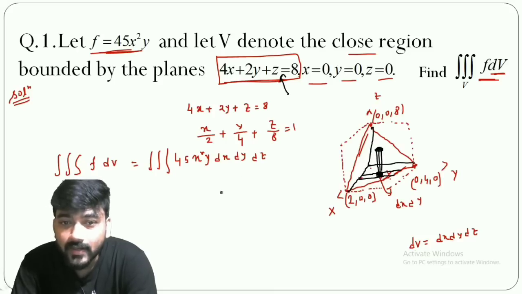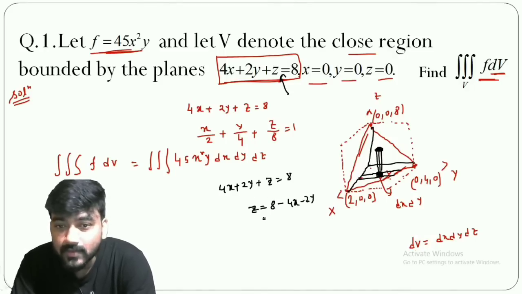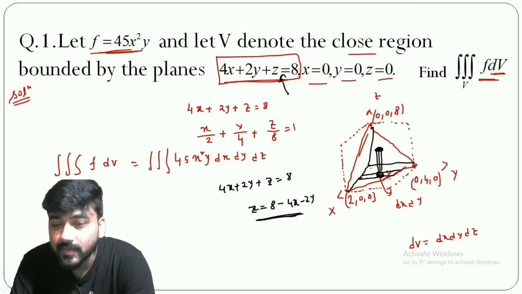So you can find that we have 4x plus 2y plus z is equal to 8. So what will be z? z will be 8 minus 4x minus 2y. So if you first convert z in terms of x and y, you can find the limit of z. Because here z is 0, in this plane z is 0.